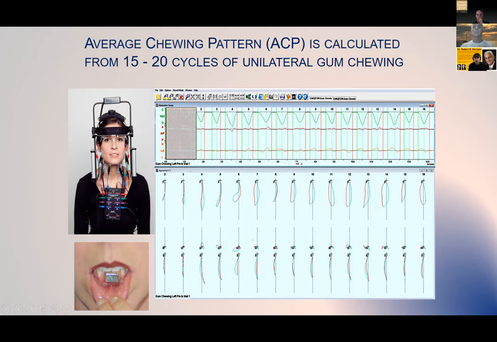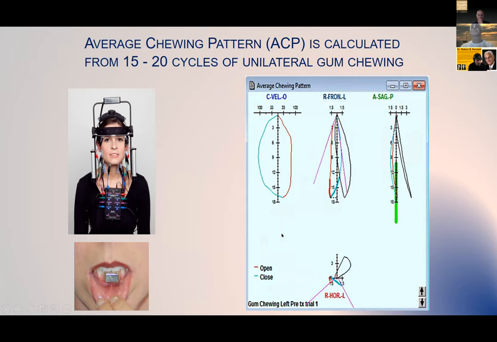And in the jaw tracker, you have three dimensions of chewing. You have the horizontal plane, you have the frontal plane, and you have the sagittal plane. And what happens is the software then puts together a chewing stroke after the person chews gum and calls it the average chewing pattern. And here you see this exclusion time reduction patient before they were treated. And they have 16, 17 millimeters of vertical. They're chewing to the left, so they open to the left, they close to the right.